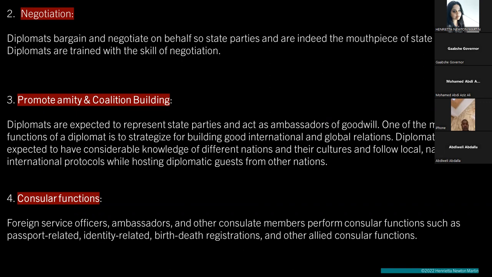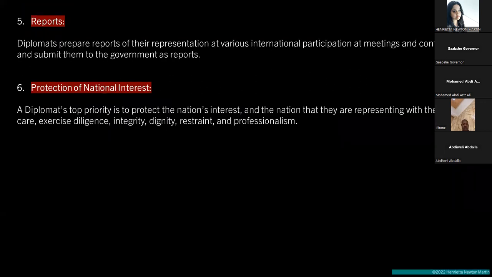All functions pertaining to passports, issuing or renewal of passports, birth and death registration, marriage registration. Sometimes when a couple is living in another country, they go to the consulate of their own country in that country. So these are some of the functions, and the other allied consular functions, of course, they perform.